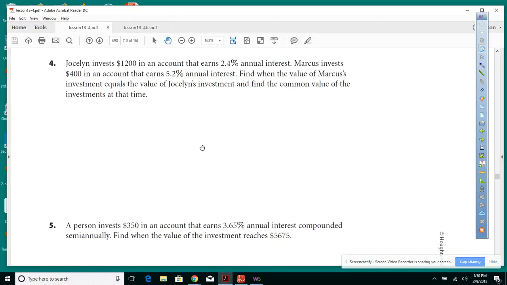Number 4, Jocelyn invests $1,200 in an account that earns 2.4% annual interest. Marcus invests $400 in an account that earns 5.2% annual interest.